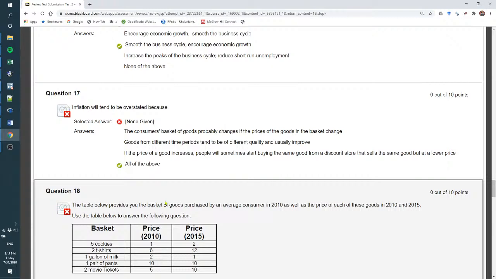Inflation will tend to be overstated because, as prices change, people's buying habits change. So that means the CPI isn't going to be a great measure of inflation. That's why A could be an answer. Goods from different time periods tend to be different quality and usually improve. That's also true. And if the price of a good increases, people will sometimes start buying the same good from a discount store that sells the same good at a lower price. That is absolutely true. So the correct answer there is D, all of the above.